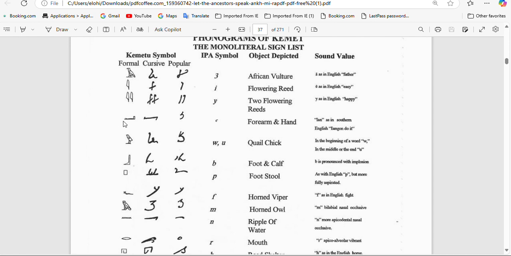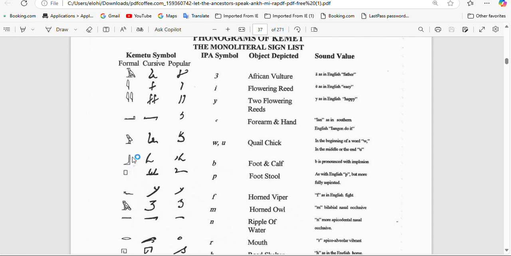You have the forearm and hand. You'll see it in the three different scripts. This is the IPA symbol, and it says Ain as in Southern English. I ain't gonna do it. This is the quail chick here. You see it in three different scripts. The IPA symbol is W or U. In the beginning of a word, it's a W. In the middle or the end, it's a U.